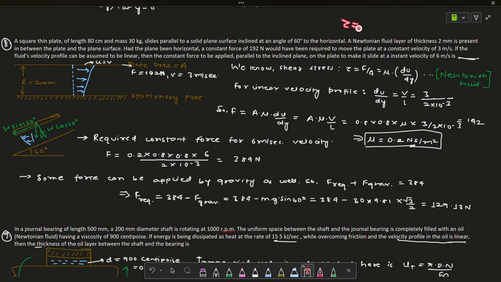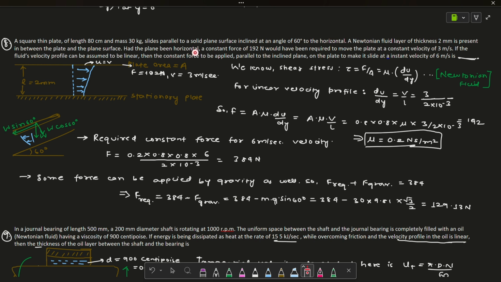Newtonian fluid means, again, it will follow tau equal to mu du by dy. Please be aware of that. All the questions are based on that only. And a layer of thickness 2 millimeter is present between the plate and the plane surface. That means the fluid thickness is 2 mm here and here as well. I mentioned here L equal to 2 mm.